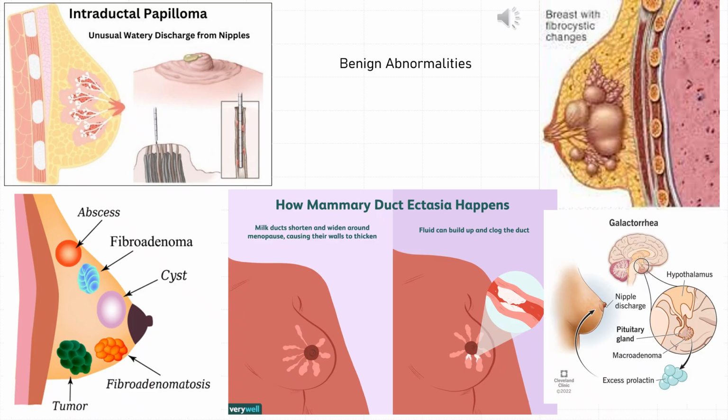For mastitis, mastitis is most common in breastfeeding women. This is an infection of the breast tissue. This usually occurs from that milk being stagnant in the milk ducts. Patients will have a redness or a warmth to the breast tissue. They may have a localized painful mass.